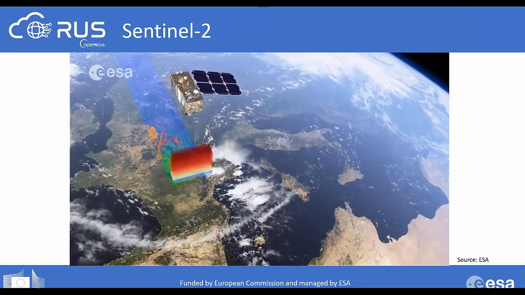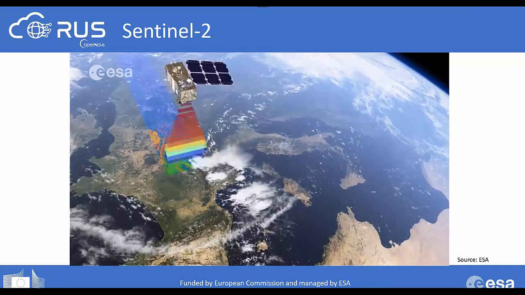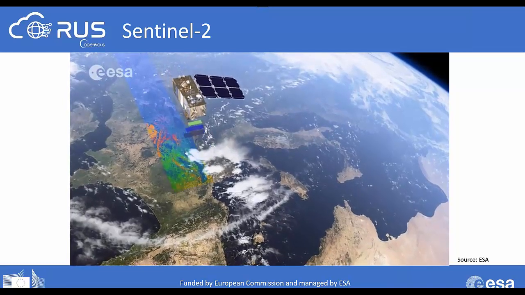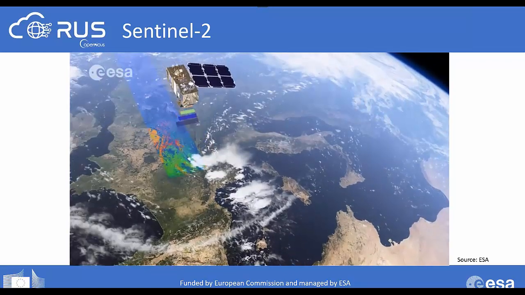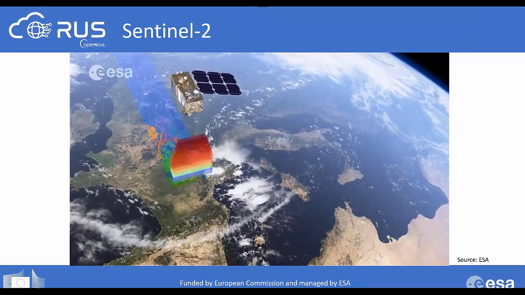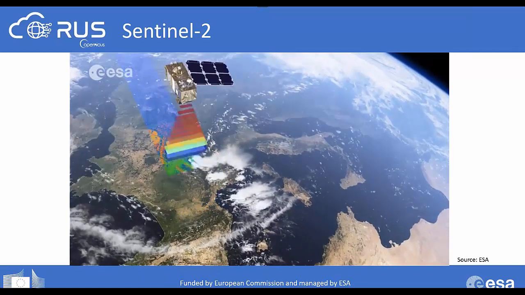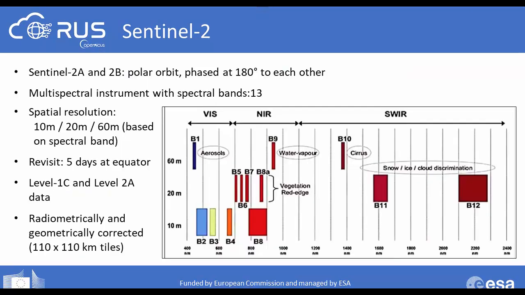Once completed, this program will be formed by six constellations of two satellites each, plus one single satellite. At the moment, there are seven satellites in orbit, three constellations, plus one single satellite, Sentinel-5B. And they will host a range of technologies from SAR to multispectral imaging and many more. So the Sentinel-2 constellation is formed by two identical satellites, Sentinel-2A and Sentinel-2B.